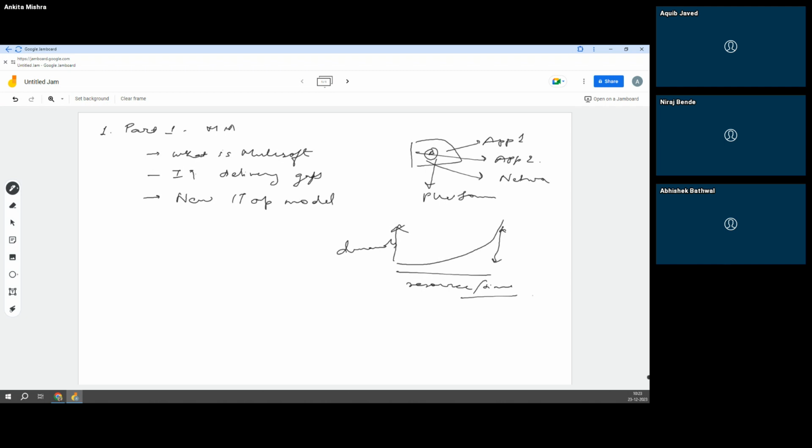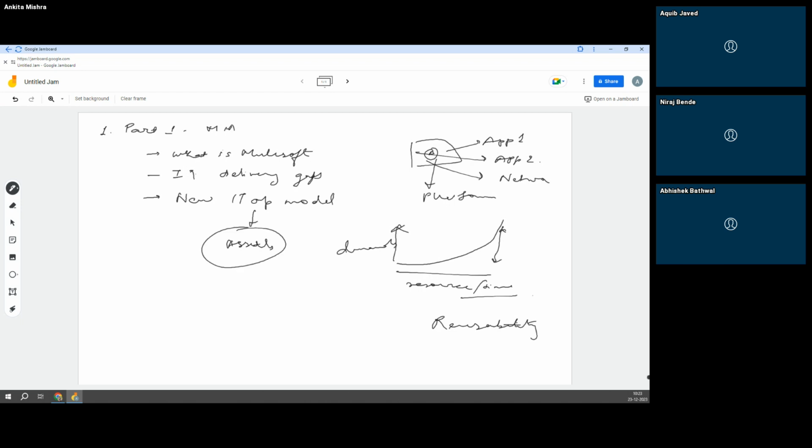Okay, we actually proposed this new IT operating model. The fundamental principle of this new IT operating model was reusability. Okay, so the concept was reusability. Let's try to focus on creating such assets that can be reused.